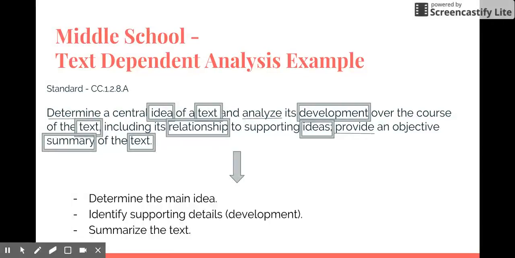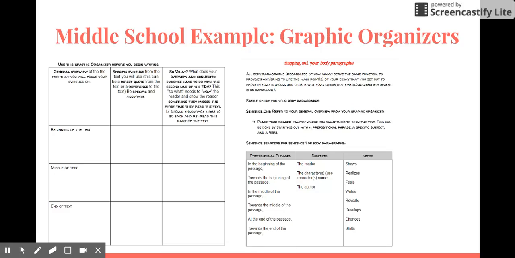Now you will notice that details was not used in that standard. However, details can be related to the idea of the development of the text. Really, that's just more simplifying the language for the student. And we're asking them to summarize.